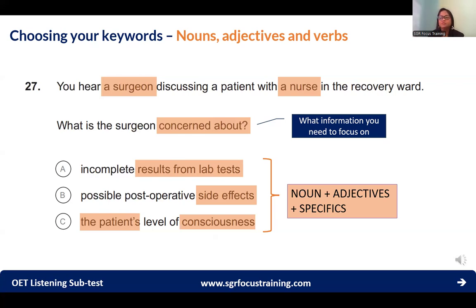We're going to listen for the patient's consciousness, but not just consciousness, it's got to be the level of his consciousness. And in A, the result needs to be incomplete as well. And in B, the post-op side effect should only be a possibility. So as you can see, when we're looking for nouns and adjectives, we need to make sure that all of your answer option is correct, okay?